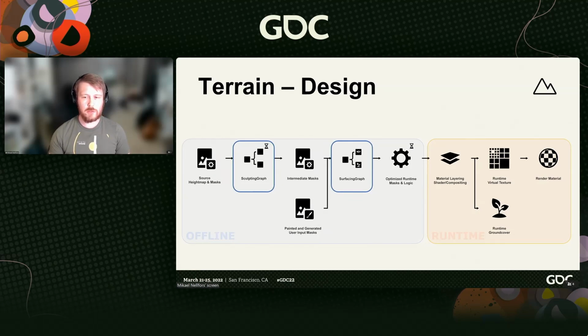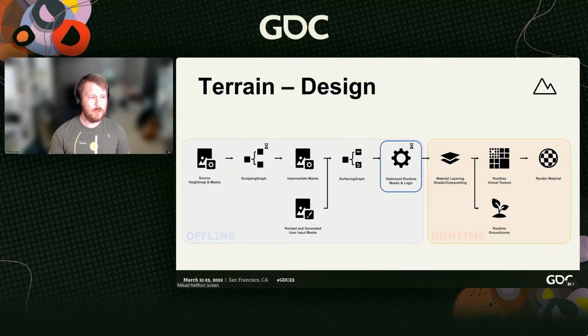So we have something we call a sculpting graph that controls the geometry of our terrain. And we have something we call the surfacing graph that controls our materials and ground cover. This then gets optimized for runtime. So we optimize the masks and logic to get it into a format that's faster.